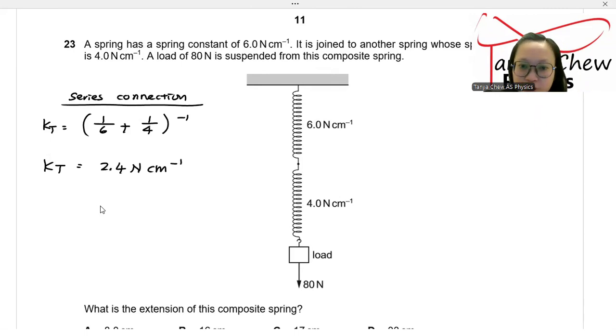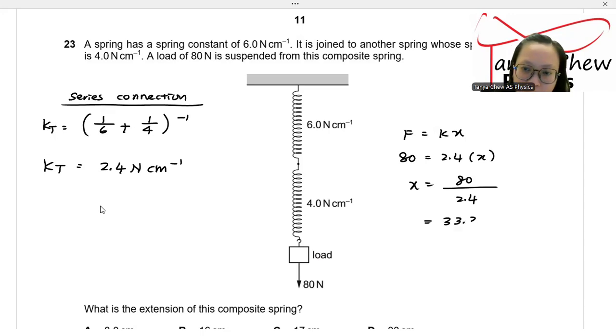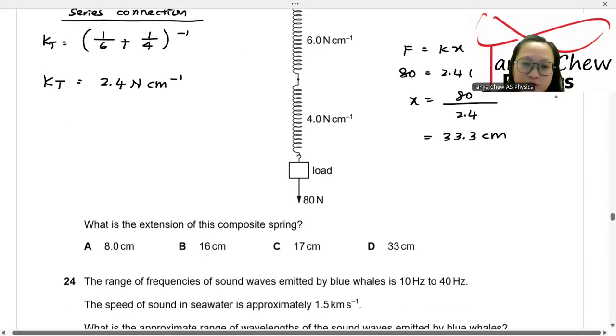Now to find the extension, I have the force. F equals kx. F is 80, k is 2.4, and x is just x. X is equal to 80 divided by 2.4. You are supposed to get 33.3 cm. The answer is D.